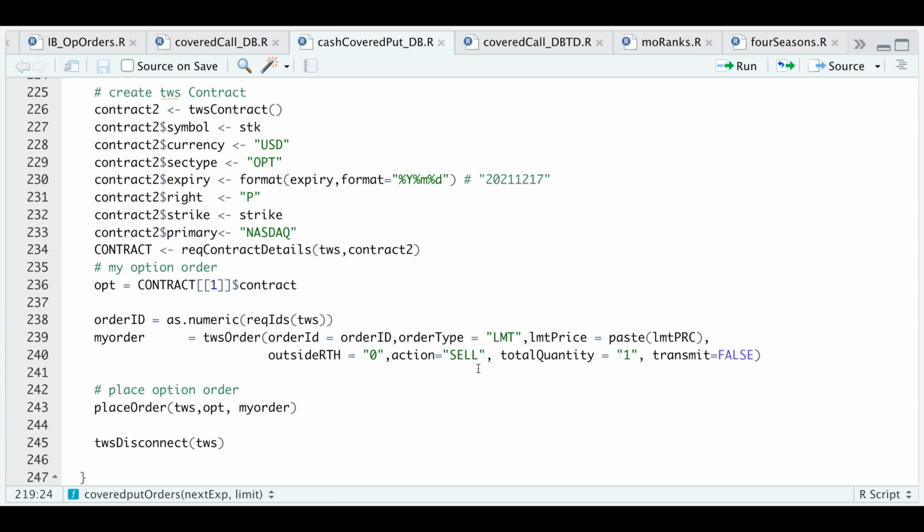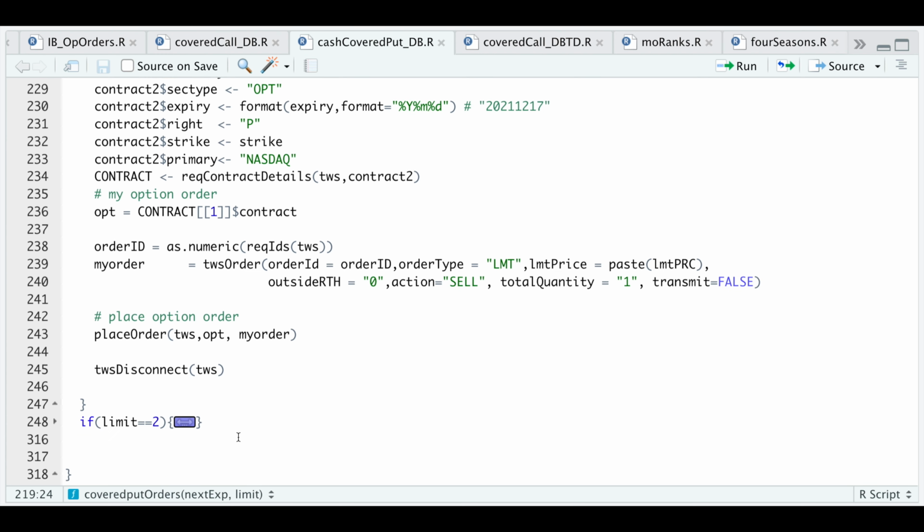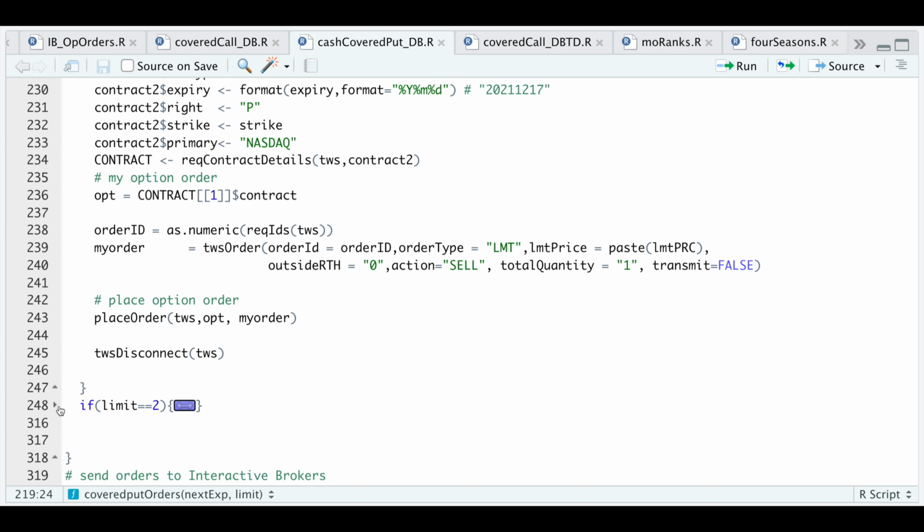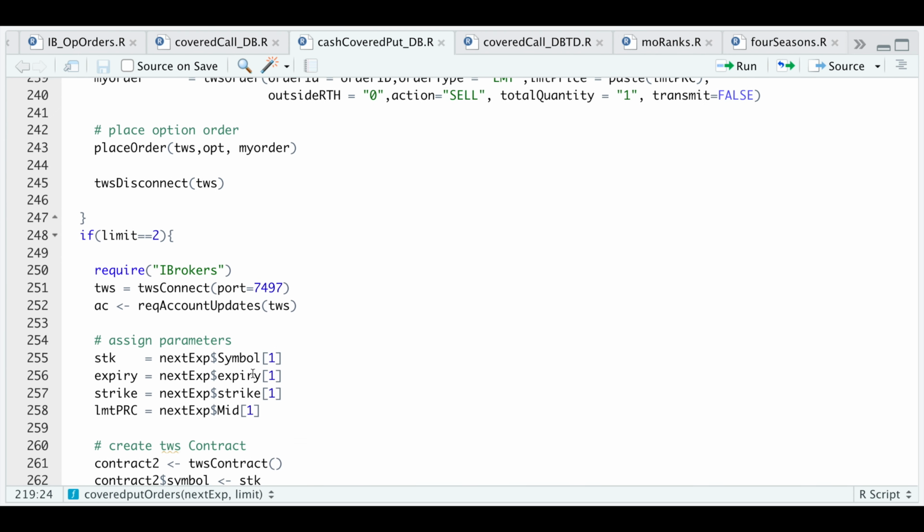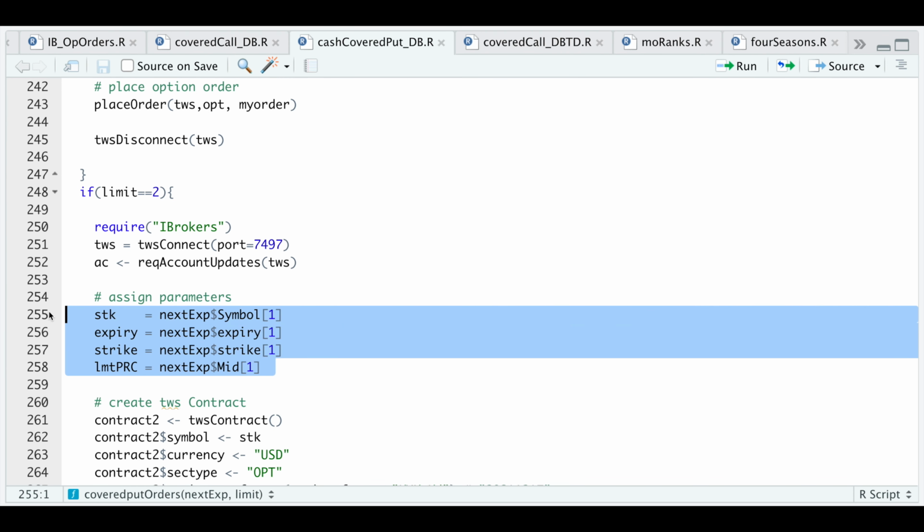We want to sell the option, and we only want to sell one contract. We don't want to transmit this to the live market. And then finally, just place the order by passing in my connection, my option contract, and my order. After the order is placed, I'm going to go ahead and disconnect from Interactive Brokers. And if you want to place an order for two different tickers, it's relatively the same. All that really changes is this block here. So here you'll notice that we have ones, and that's just for the first row.